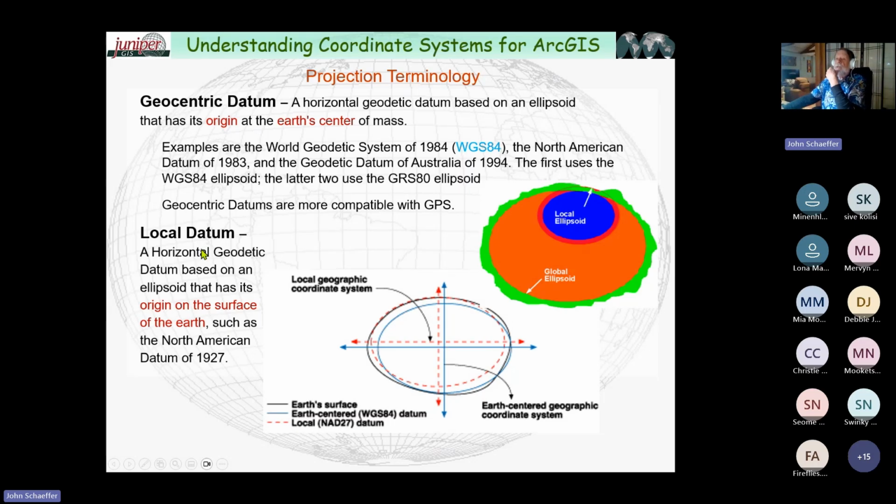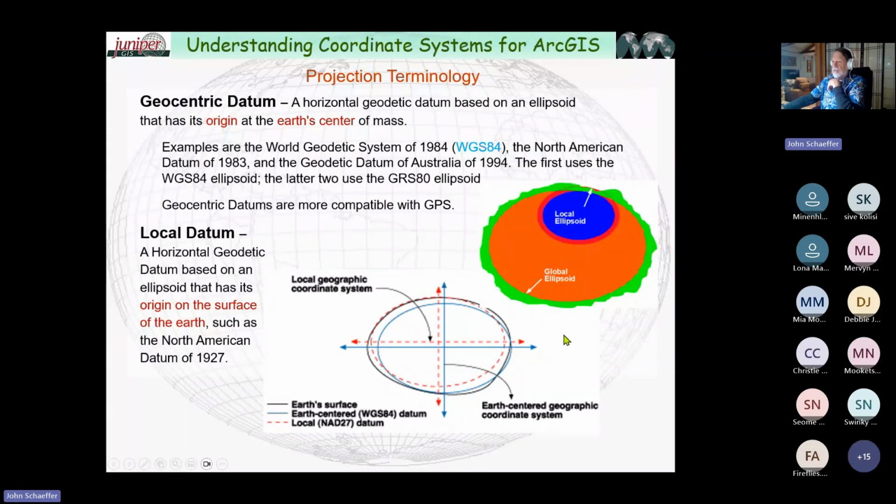In local datum, a horizontal geodetic datum based on an ellipsoid that has its origin on the surface of the Earth, such as North American Datum 1927. It's one we used to use a lot around here. So here's a couple different examples. So here you see the shape of the Earth, more or less. The global ellipsoid is really centered in the Earth. And a local ellipsoid is kind of pushed up towards one edge.